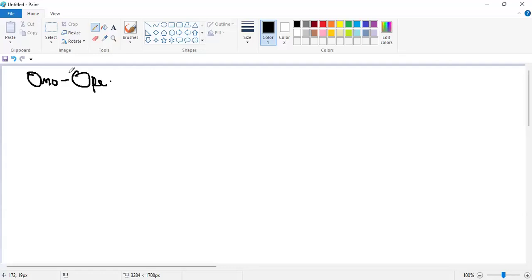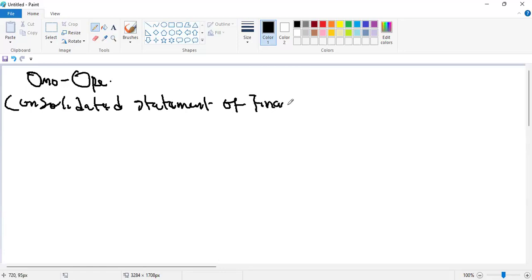So first, determine the amount of the goodwill arising on acquisition of Omok Limited, and consolidate the statement of financial position of Omok Limited. Okay. I will now say consolidated statement as at 30th September 2018.